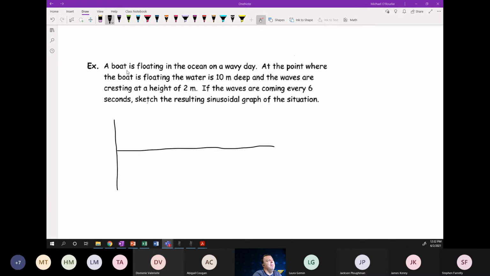So, a boat is floating in the ocean on a wavy day. At the point where the boat is floating, the water is 10 meters deep. So I'm going to start here at 10 meters. That's where we're going to start. Okay? And waves are cresting at the height of 2 meters. Okay? Let me restart my graph.